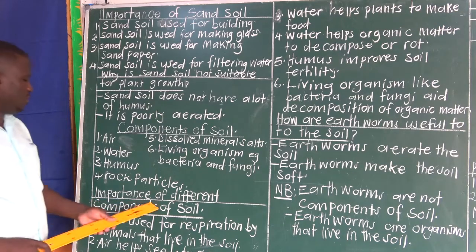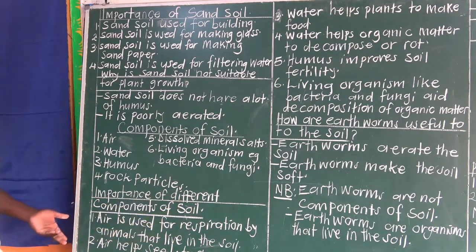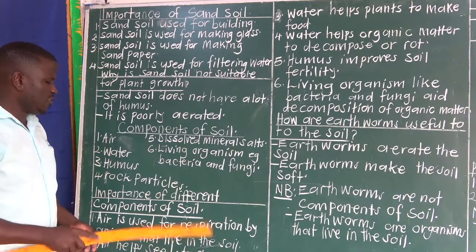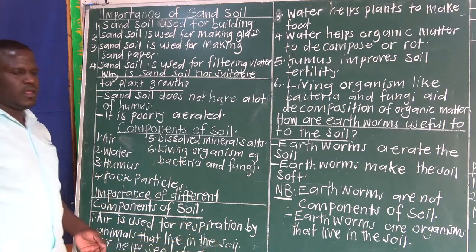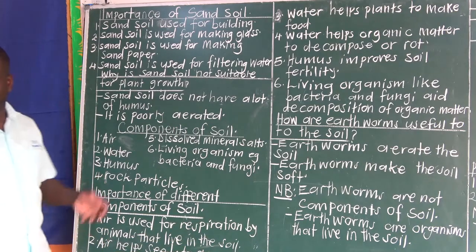Let's look at the importance of different components of soil. I've already explained: air is used for respiration by animals that live in the soil. Which air are we talking about? We're talking about oxygen.